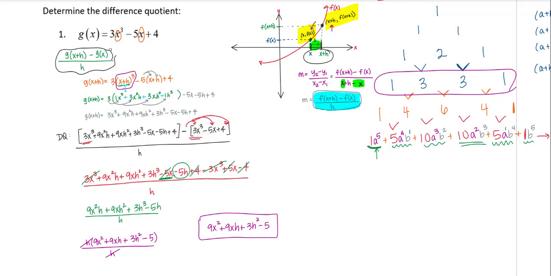I hope this algebraically reminds you of Pascal's triangle and maybe a difference quotient, which might help you as you study these through your Calc 1 course.